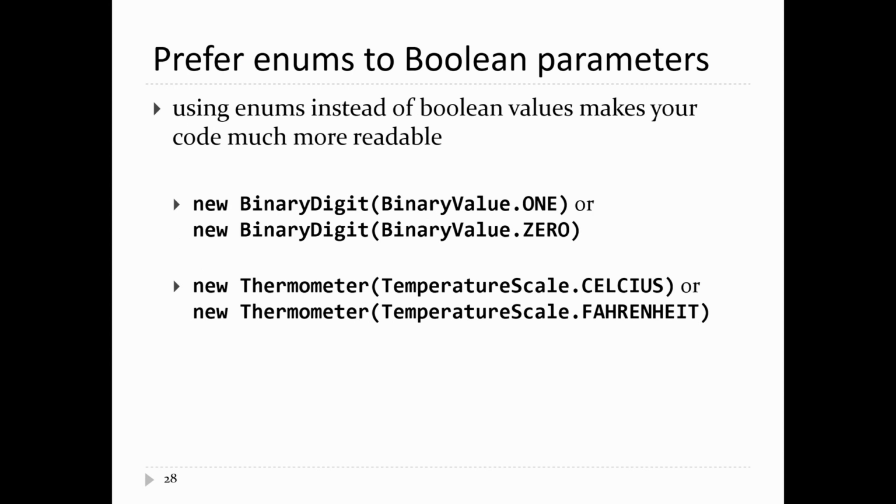Instead, you can easily make a little enumeration that has only two values in it. You can make an enumeration called temperature scale, and it's got a constant called Celsius and a constant called Fahrenheit. And now when someone reads that, they know, oh, you've got a thermometer that measures in Celsius. Similarly, your binary digit is 1, and your binary digit here is 0. So using enumerations instead of Boolean values makes your code a lot easier to read.